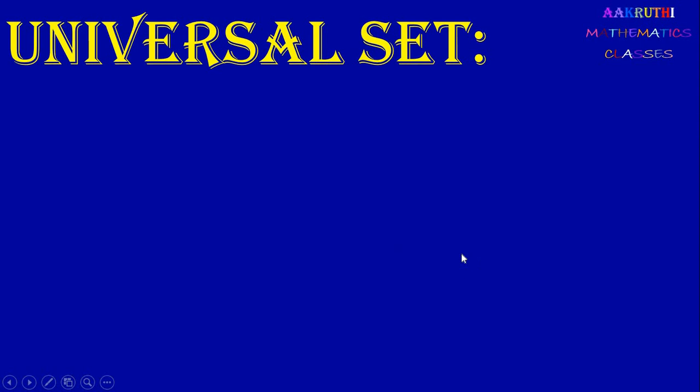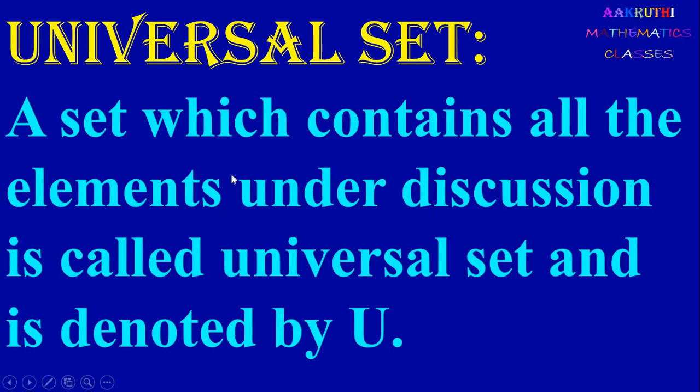So next it is universal set. Now what is universal set? A set which contains all the elements under discussion is called universal set and it is denoted by U. You studied natural numbers, then integers, then rational, irrational, then real numbers. You know that real numbers contain natural numbers, integers, rational, irrational, all. So real number is a big set which contains all other sets, and that type of big set is called as universal set. All other sets are subsets of this big set and this big set is called as universal set and it is denoted by U.